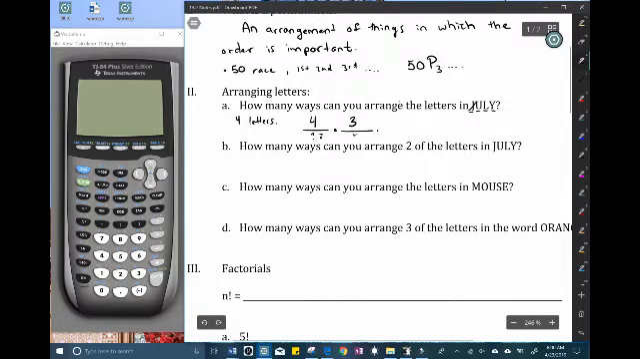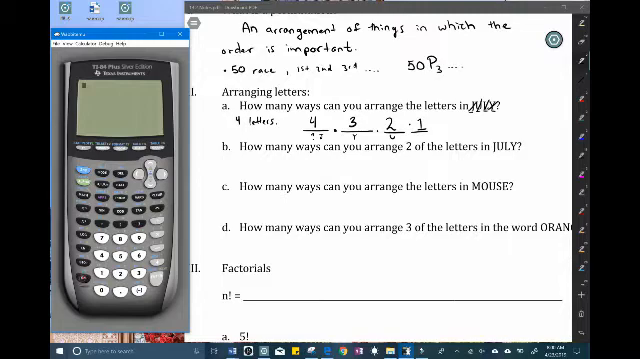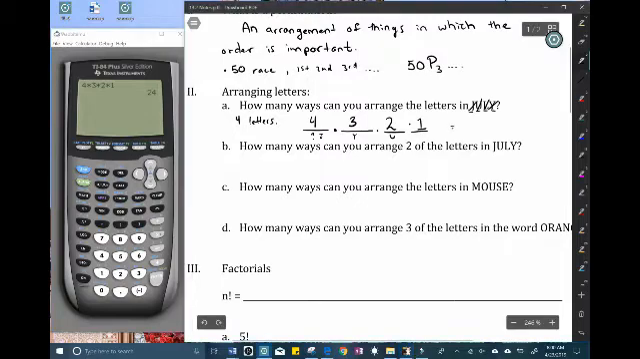Let's say I pick Y. Then I have 2 options for the next one. You can say U, and then L could be the last one. So notice we go 4, 3, 2, 1. We multiply the different options, decreasing. With your graphing calculators, 4 times 3 times 2 times 1 gets you to 24. There are 24 ways in which you can arrange all the letters in July.